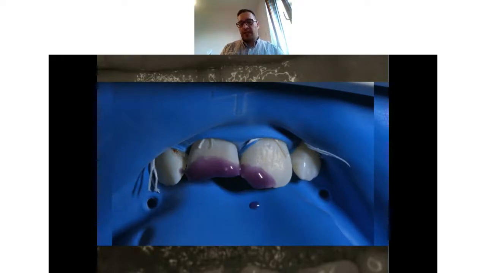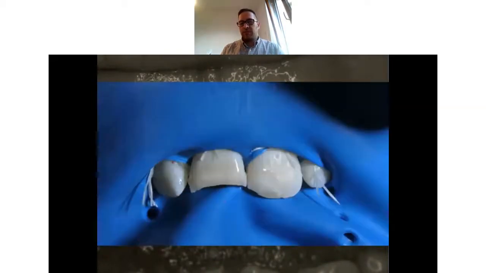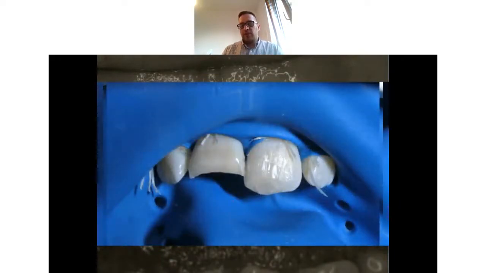So, total etch technique. Also, I have to say that in this case, I was using OptiBond Universal because I like universal adhesive systems, but I wanted to use something contemporary. So putting the material, light curing, and then putting the composite material on the tooth. As you can see, I did it freehand.